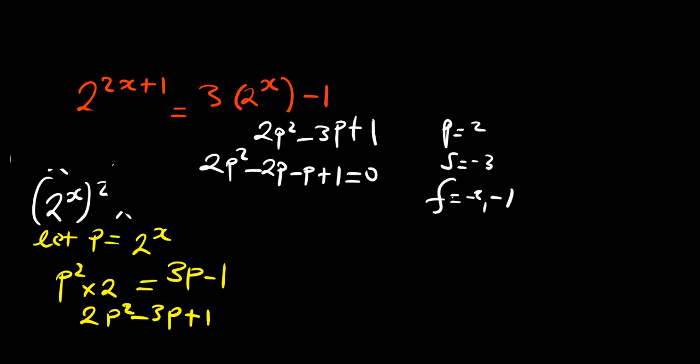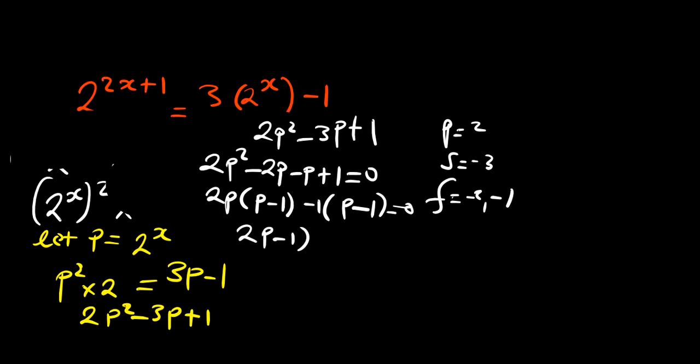Now that I've got that, I'm going to factorize. Here I can factorize a 2p, and I'm going to remain with p minus 1. When I factorize this side, I can factorize a negative 1, and I'm going to remain with p minus 1 is equals to 0. Because the p minus 1 is the same, I'm just going to pick one of them, and I'm going to put 2p minus 1 in one bracket, and the p minus 1, just one of them, is equals to 0.